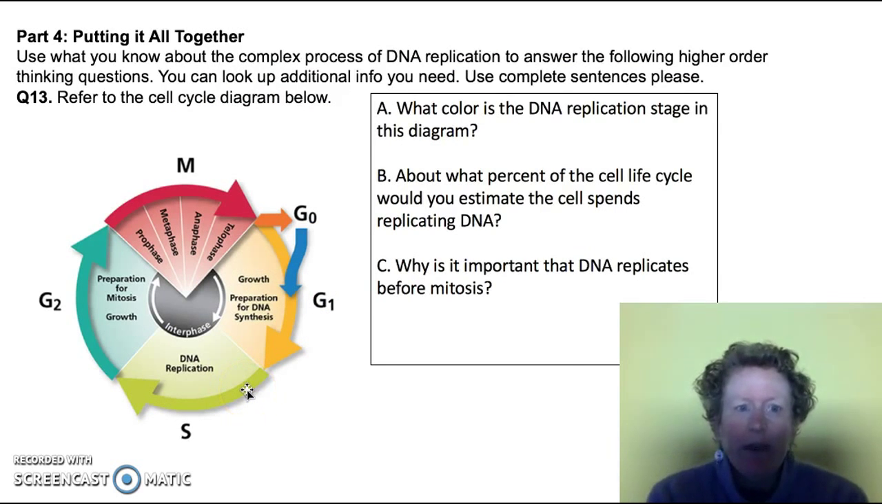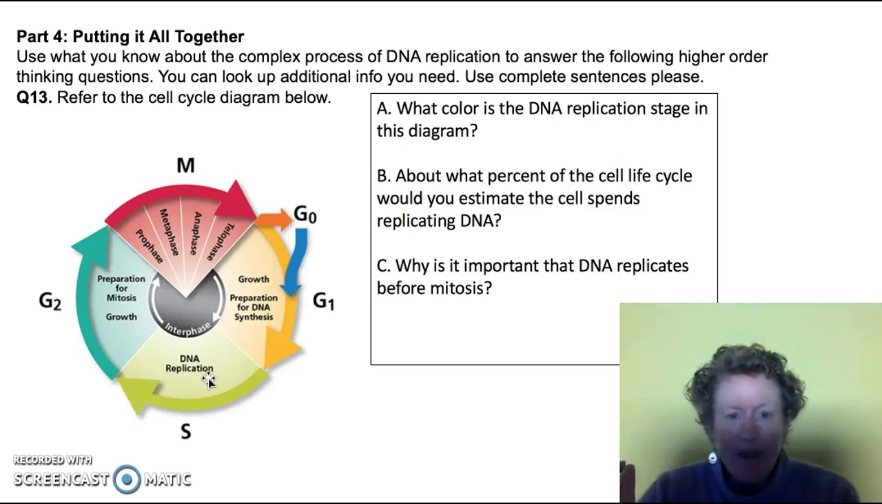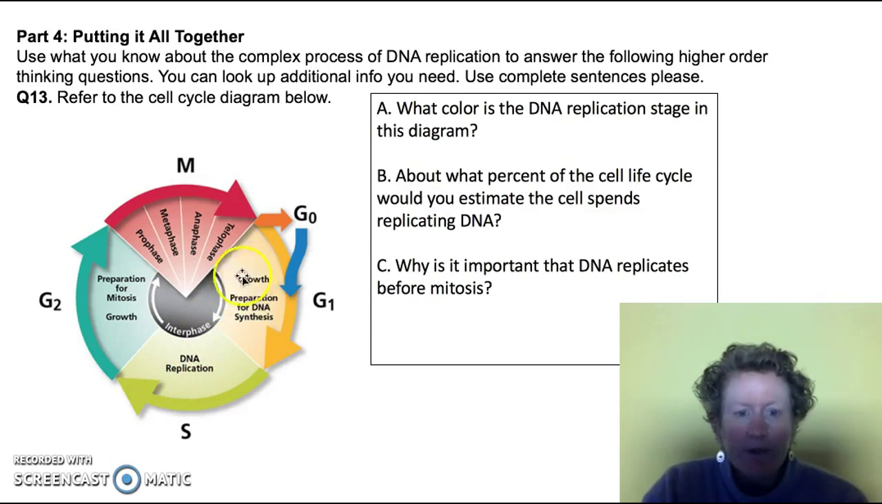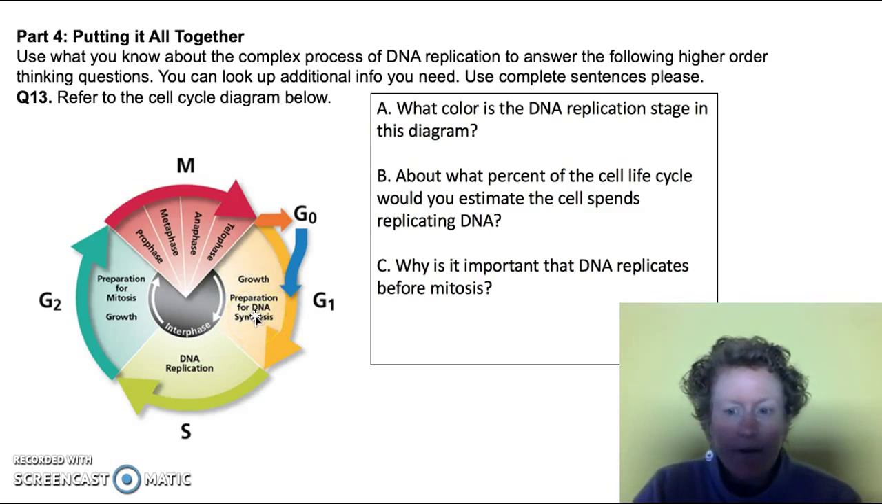Let's put it all together now. Let's look at this diagram. And we know the cell cycle. We know that DNA replication is part of the cell cycle. The cell cycle is when you have a cell that's just sitting there, and it's a brand new cell, and it starts to grow, and it gets ready for DNA replication or DNA synthesis. This stage is called G1, and then it goes into S phase, see the S here, and that's DNA replication.